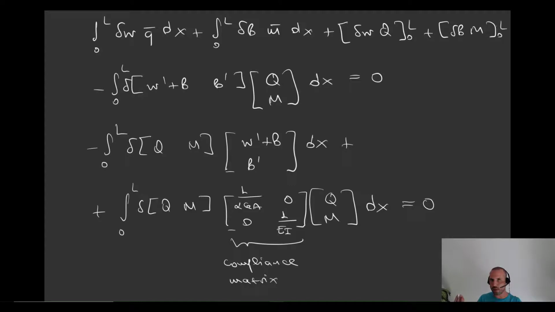Now, I said 4 fields, and you would have expected maybe 4 equations. In this case, I do have 4 equations. It's just like that each of these 2 pairs of equations have been grouped together.